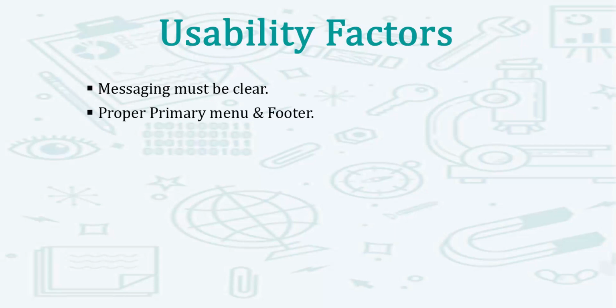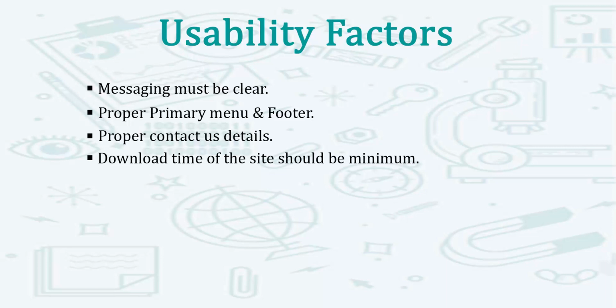Proper primary menu and footer, contact us details. The download time of the site should be minimum. Apart from internet connections, if users find it difficult to download your site, which means it's heavy, there's going to be a high bounce rate. People are just going to close and move on. The goals should be well defined. If you're looking to generate bookings for hotels and flights, under tabs you can say book cheap flights, flights to Bangalore at 3,000 rupees only.